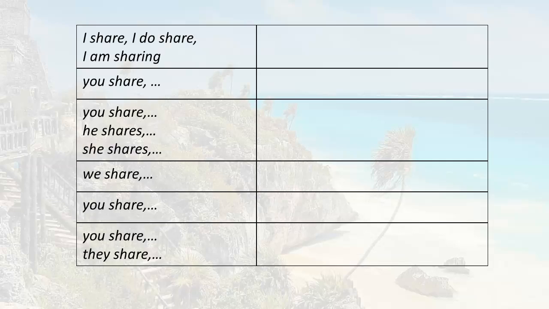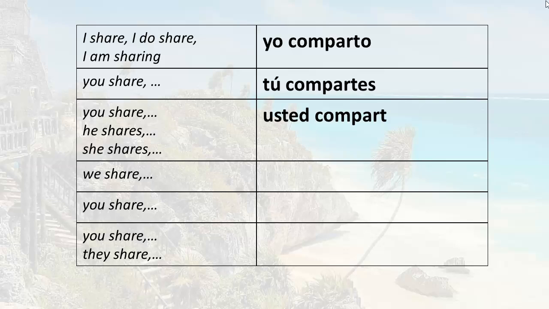If I want to say I share, I do share, or I am sharing in Spanish, remember we start with the root, which you find by removing the IR, and then you add the appropriate ending. Yo comparto. I share, I do share, I am sharing. You share, tú compartes. You share, usted comparte, he shares.